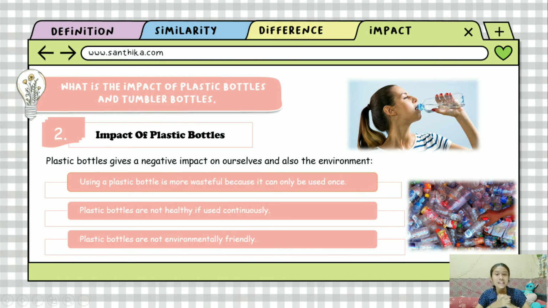However, plastic bottles give a negative impact on ourselves and also the environment because plastic bottles are more wasteful since they can only be used once. Besides that, plastic bottles are not healthy if used continuously because they are made of plastic, which is harmful to the body because it contains chemicals, and also plastic bottles are not environmentally friendly because they cause a lot of environmental damage. For example, much marine life dies, and also plastic waste takes a long time to decompose.